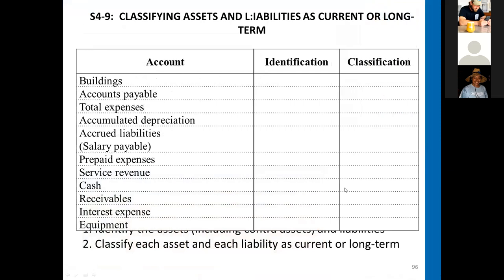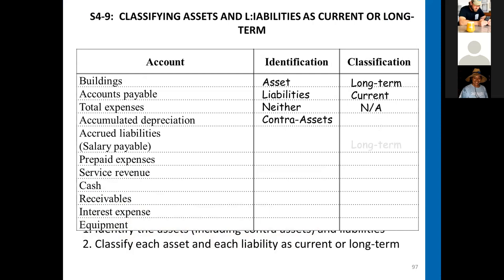Okay, so one of the things you should be able to do is classify what is an asset, liability, or equity and whether it's current or long-term. So I'll just go through this real quickly for you. Building is an asset, long-term. Accounts payable is a liability, current. Expenses is neither. And so forth and so on, right? So this is something you should be familiar with already.